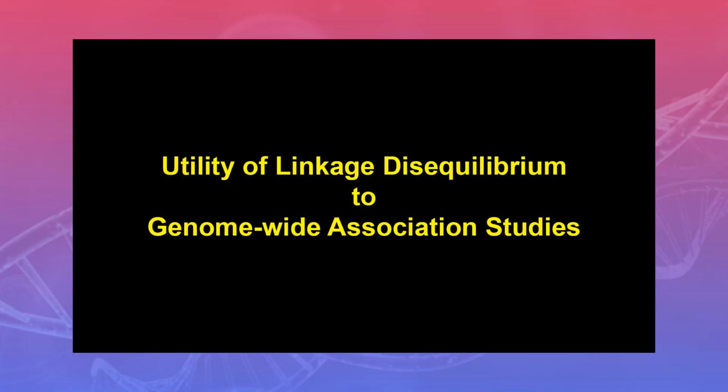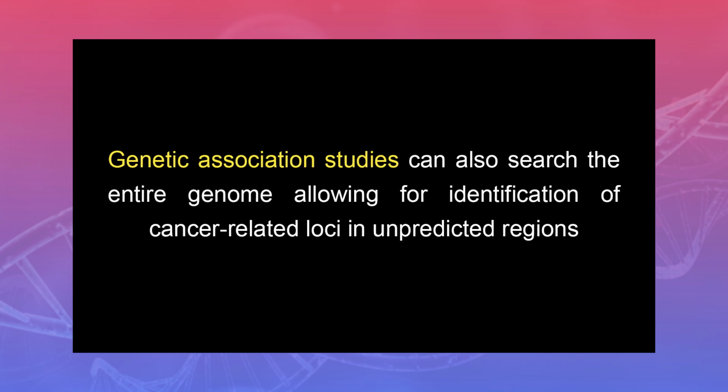Dear students, let's now discuss the utility of linkage disequilibrium to genome-wide association studies. Genetic association studies can also search the entire genome, allowing for identification of cancer-related loci or positions in unpredicted regions. Genome-wide association studies would not be feasible without capitalizing on linkage disequilibrium. This allelic association allows a reduced set of markers to represent over 12 million common polymorphisms thought to exist. Numerous commercial panels are available for high-throughput assessment of genome-wide polymorphisms.